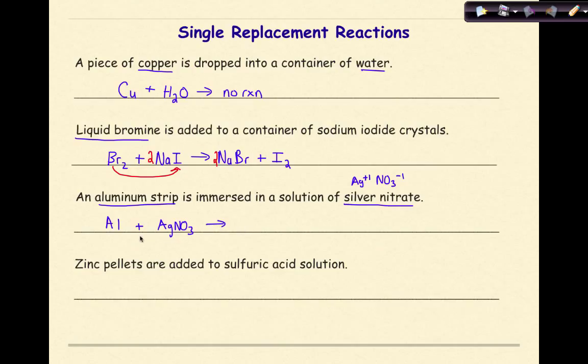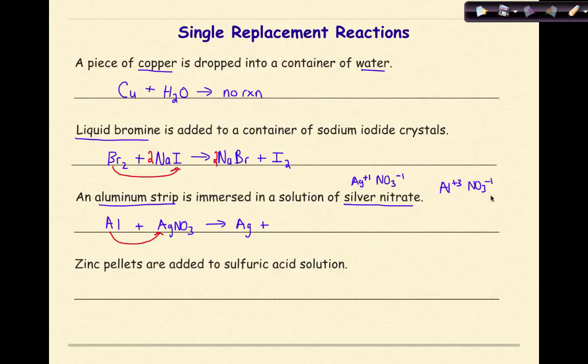Arrow to say, hey, this reaction is going to happen. Why is it going to happen? Because aluminum is more active than silver is. So aluminum will be able to kick the silver out. One of our products will be silver metal. Now we have to be careful here. Aluminum has a plus 3 charge, Al plus 3. The nitrate polyatomic is NO3 minus 1.